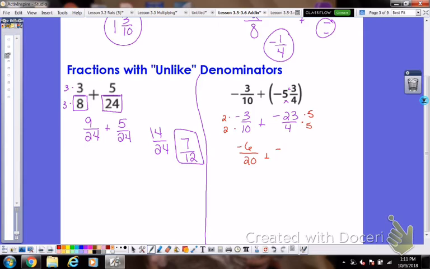negative 115/20. Negative 6 plus negative 115, both negative, so we're going to add them together. So negative 121/20. Again, we have that improper fraction, so we want to change that into a mixed number. Well, 20 goes into 121 6 times, so negative 6. We have a remainder of 1, so negative 6 and 1/20.